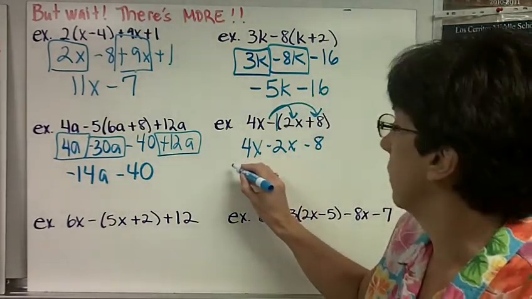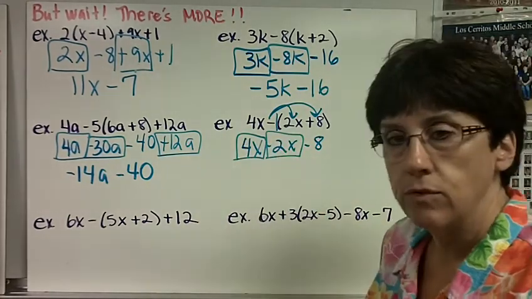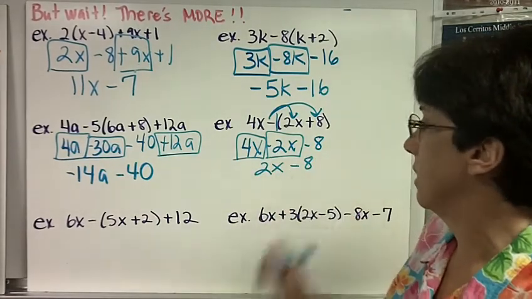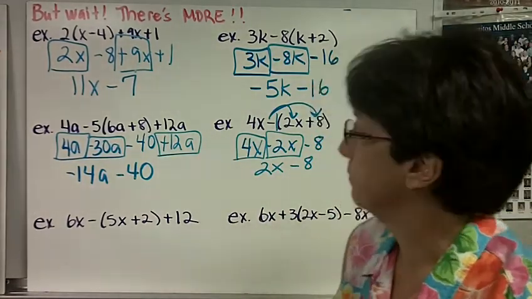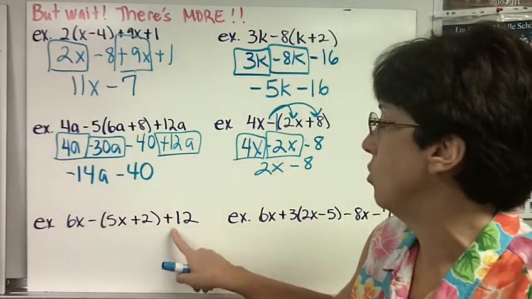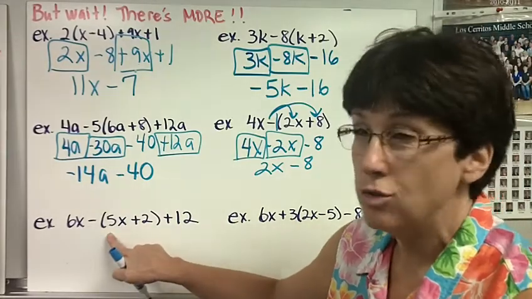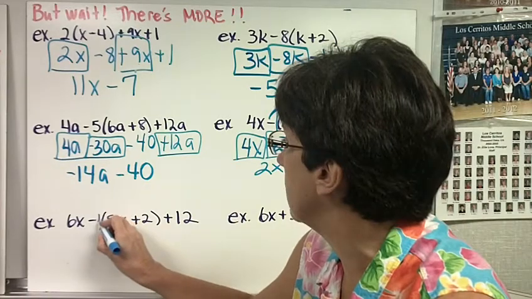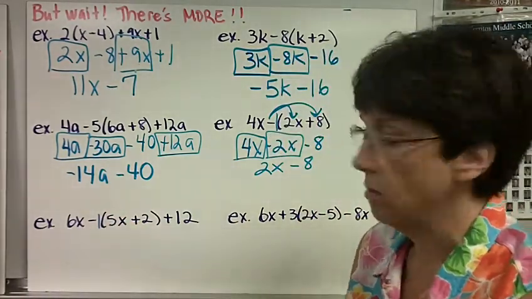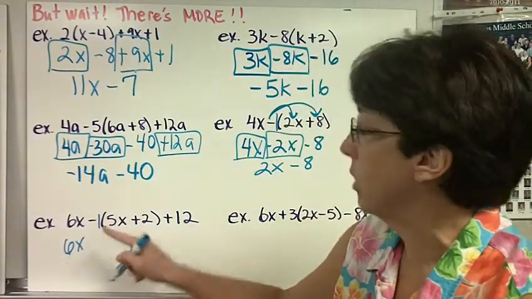Now let's box and combine. 4x minus 2x. What is 4x minus 2x? 2x minus 8. 2 more and we're done. 6x minus the quantity 5x plus 2 plus 12. Once again, I have my subtraction and then go straight to the parentheses, so I need to put in my 1 because I need to distribute this negative 1 to everything. Okay, carry down my 6x, and now let's distribute negative 1.